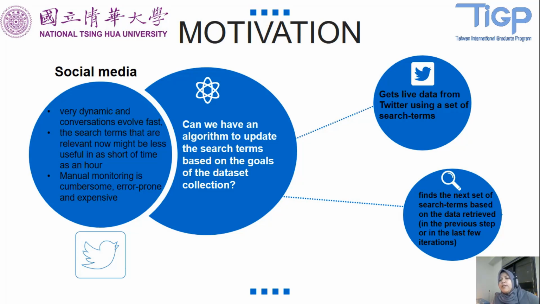The first one, they get live data from Twitter using a set of search terms. And after that, they find the next set of search terms based on the data retrieved in the previous step or in the last few iterations. And rather than formulating the data collection goal as a set of fixed search terms, their approach allows using the goal in a more flexible way, and their solution embeds the higher level formulation in the data collection process.